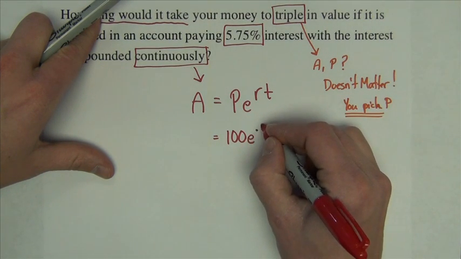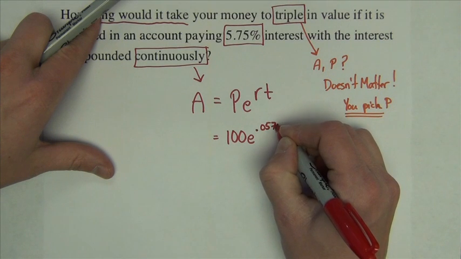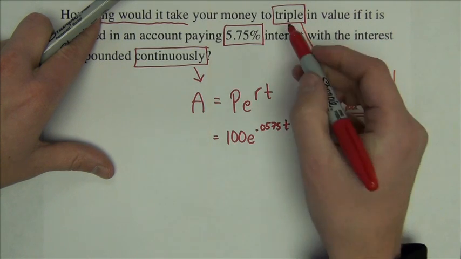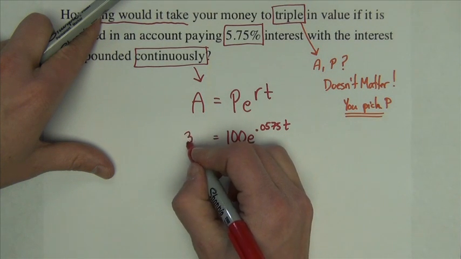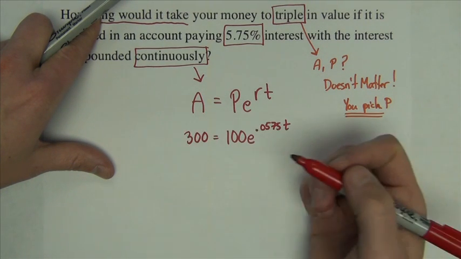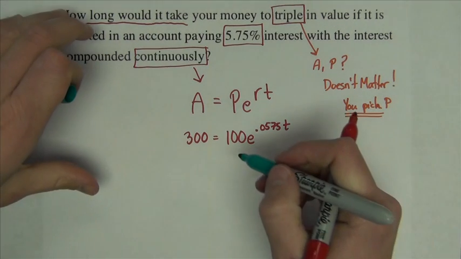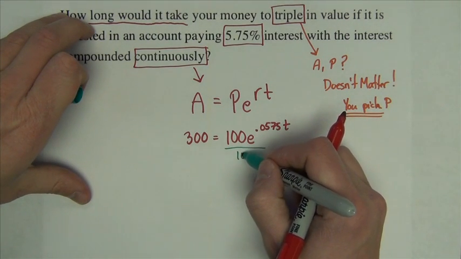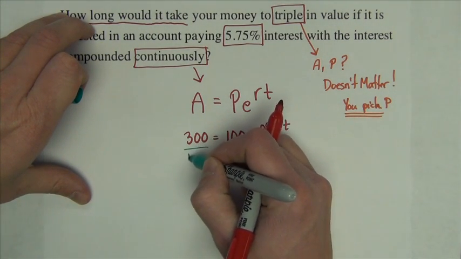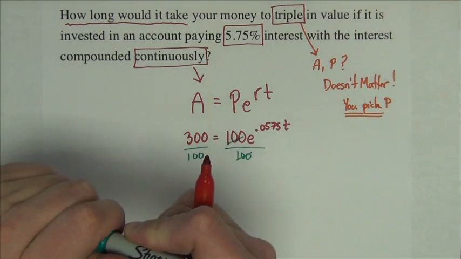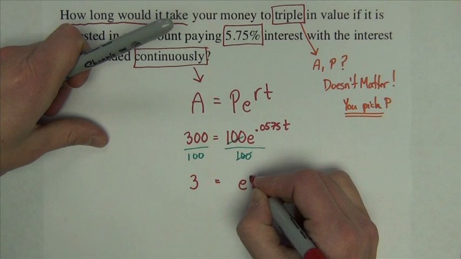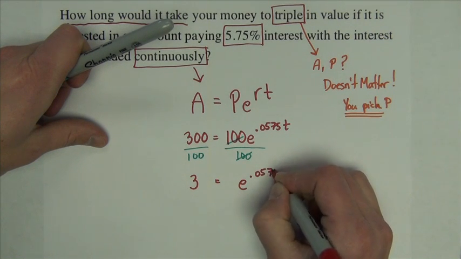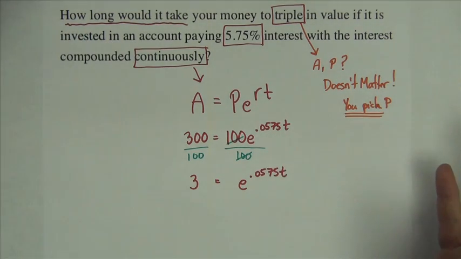You're going to invest 100. E raised to the 0.0575 t. Now your money's tripling. So I chose 100. It triples to 300. Okay, it's that easy. Now we solve this. I'm going to divide by 100 first. 300 divided by 100 is 3. E to the 0.0575 t.